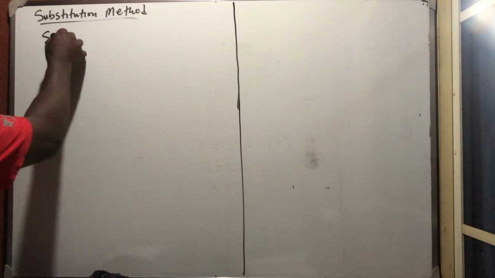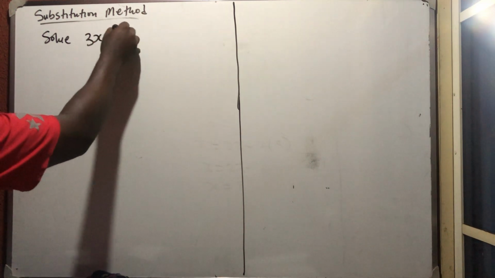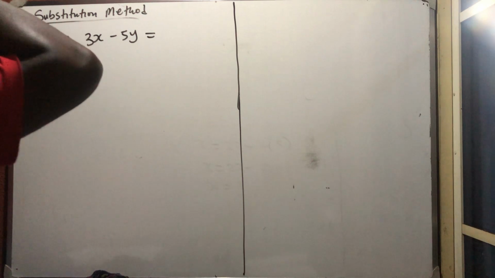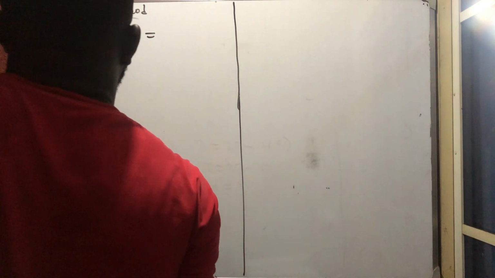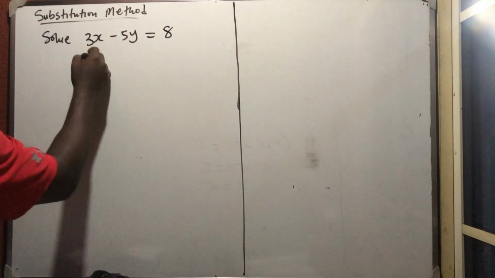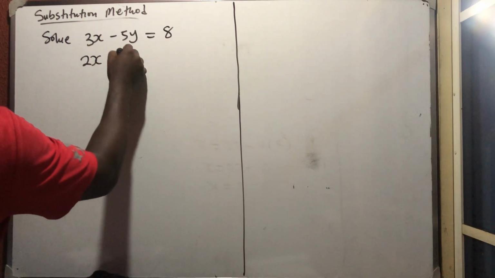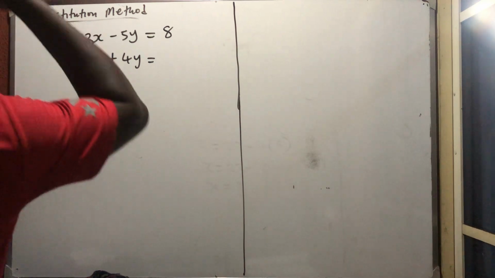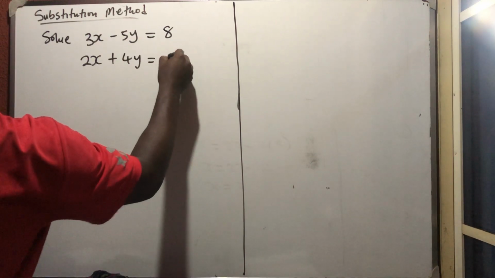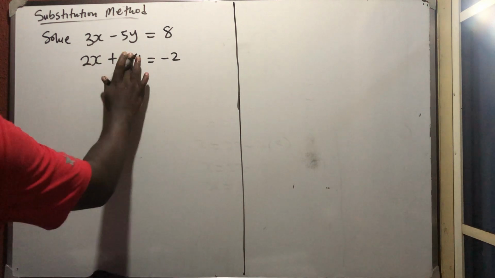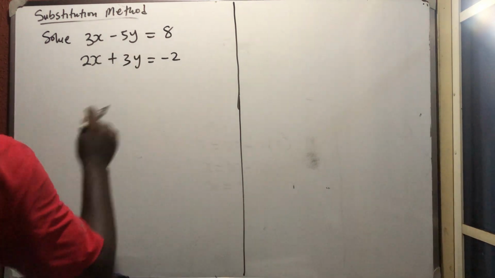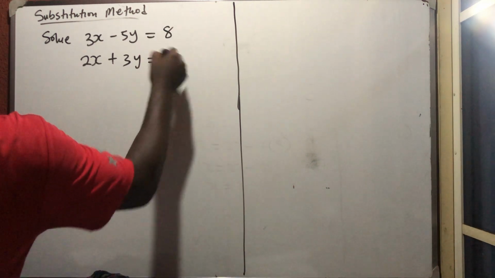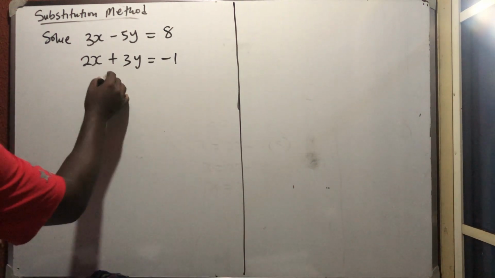Solve 3x minus 5y is equal to 8, and 2x plus 3y is equal to minus 1. Okay, let's solve this.